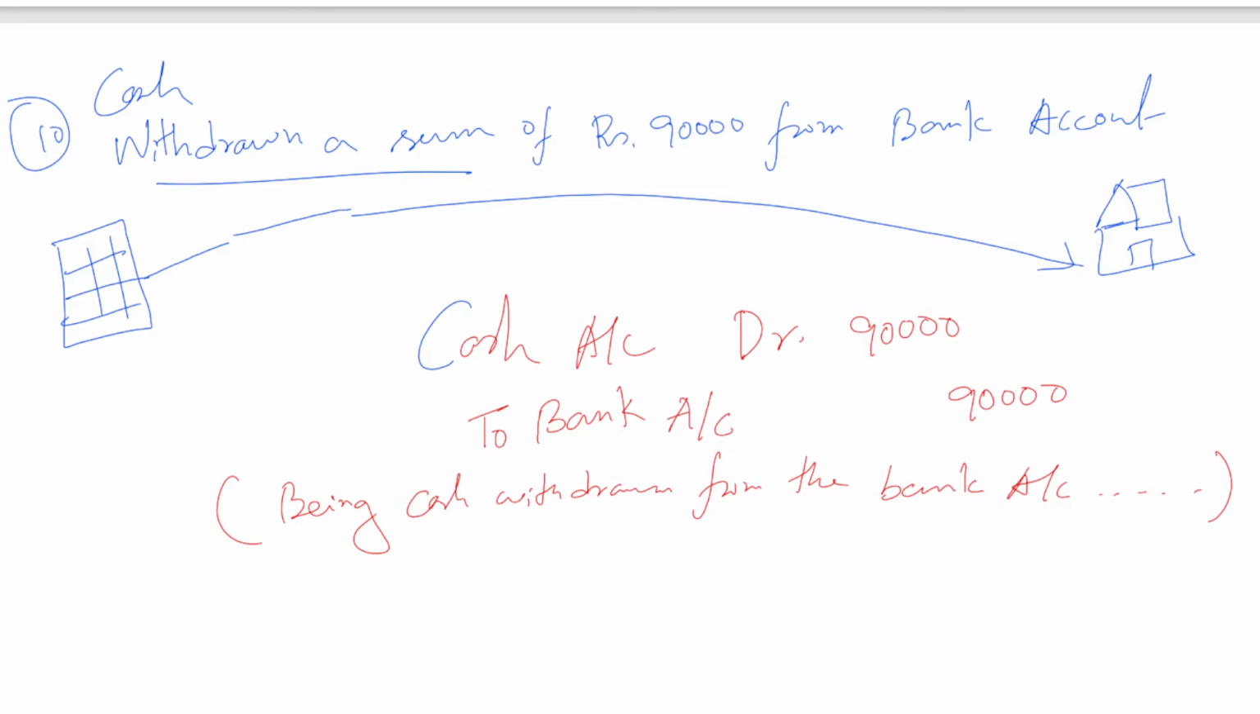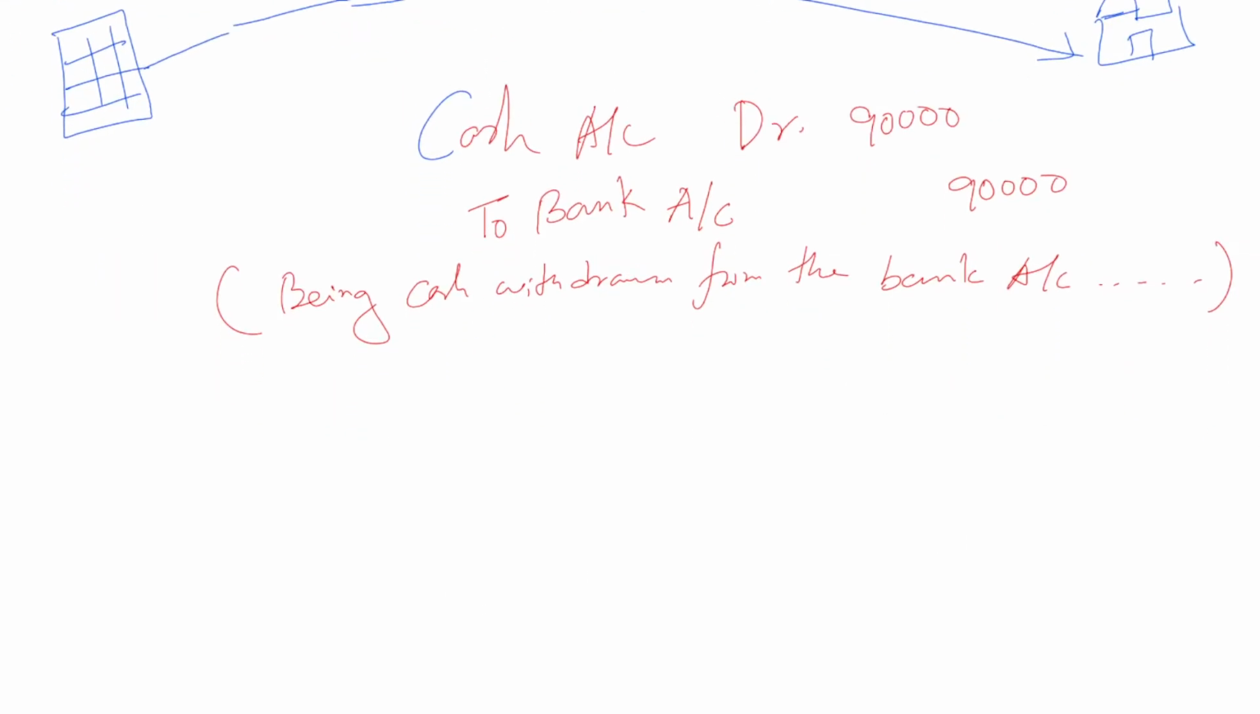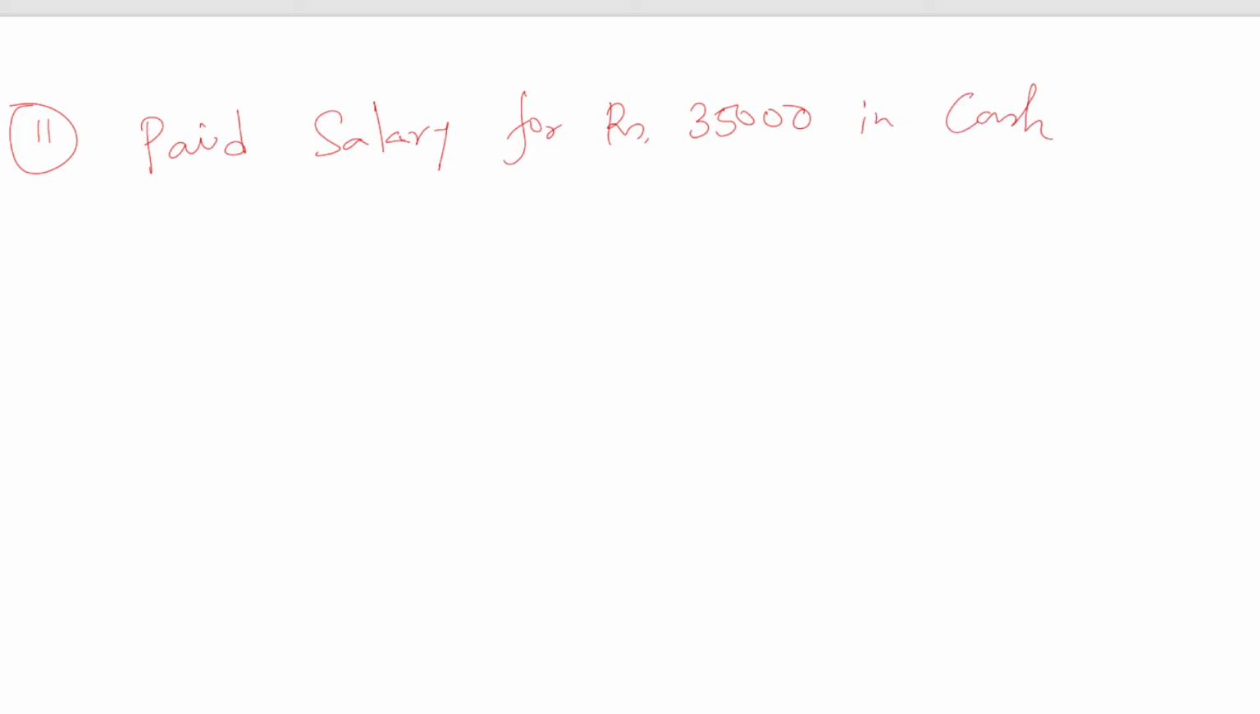So now moving to the next journal entry. We have started business, we have done so many transactions, we have returned goods, return inward, return outward, all these things we have done. So now, for example, we are paying some salary. Almost 1 month has passed, paid salary for rupees 35,000, in cash. So what will be the journal entry?